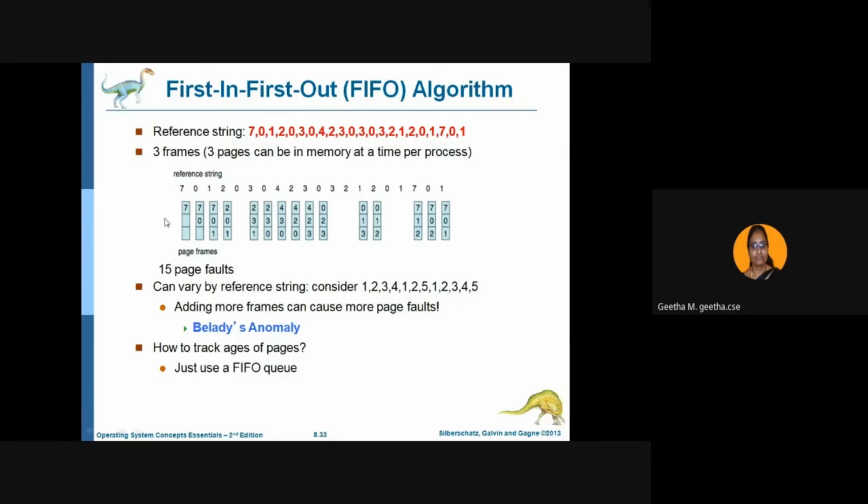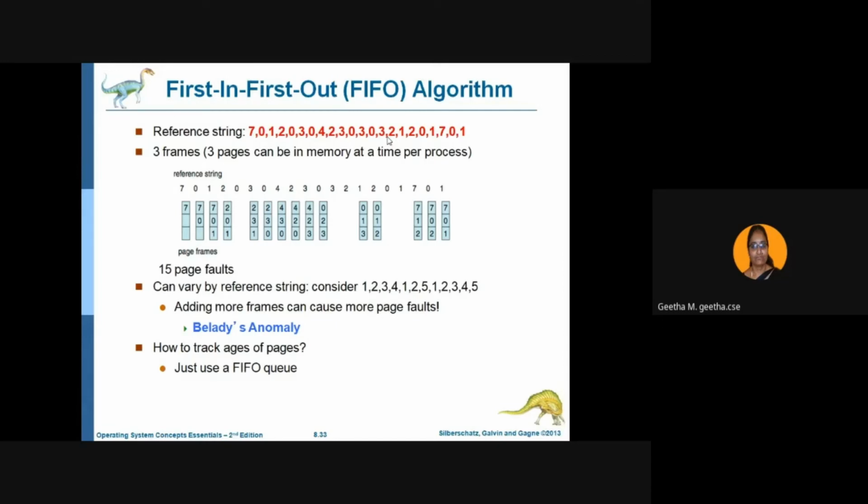So totally, if you count the number of page faults, 1, 2, 3, 4, 5, 6, 7, 8, 9, 10, 11, 12, 13, 14, 15. So 15 page faults have occurred for this particular reference string. Even a small number of pages can cause more page faults, because it is based on the page numbers which have been referred.